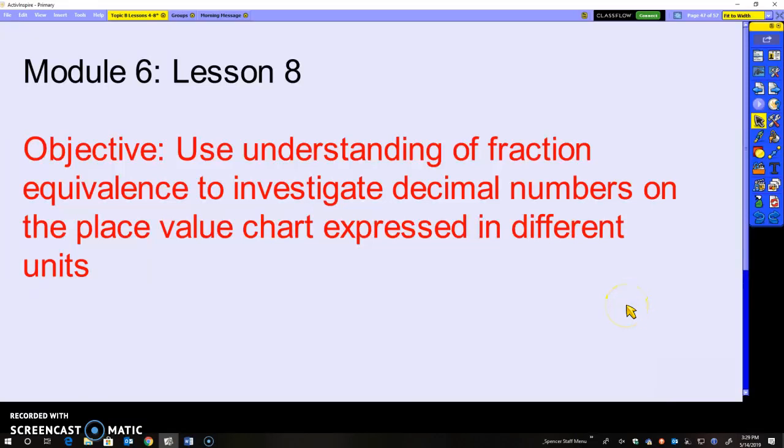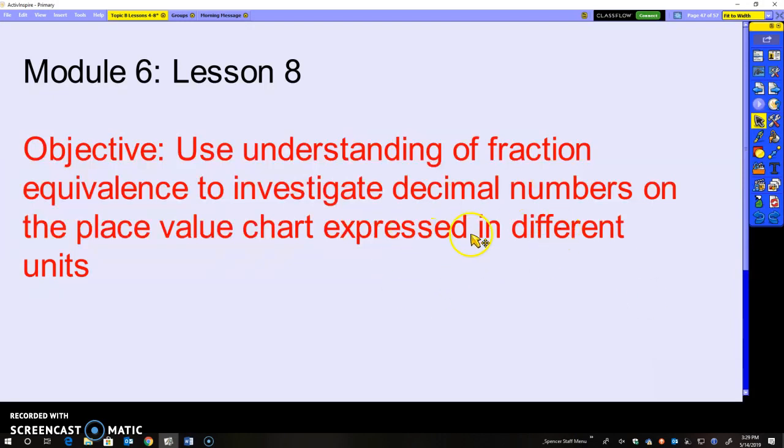Hi there, fourth graders. We are on lesson 8 today, and our objective is using understanding of fraction equivalents to investigate decimal numbers on the place value chart expressed in different units. So we're going to be thinking about those equivalent fractions and how that can relate to what we know about decimals. And it says we're going to be using some different units to express certain numbers. Okay?